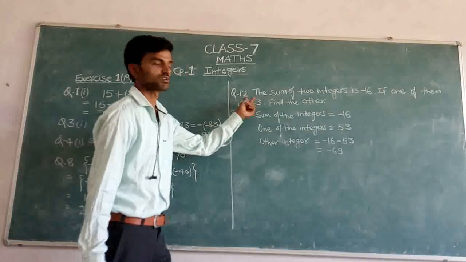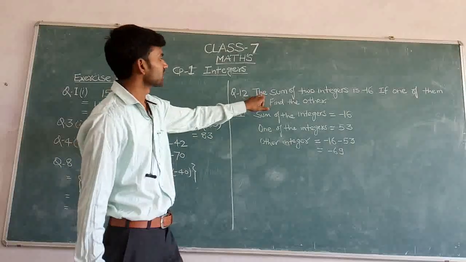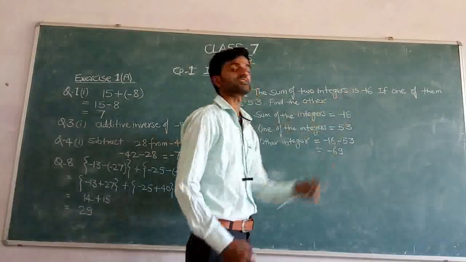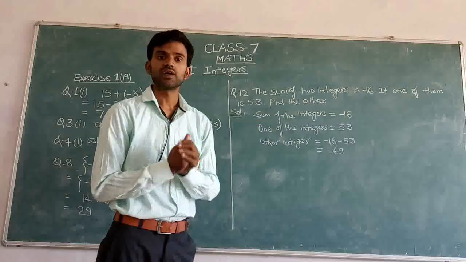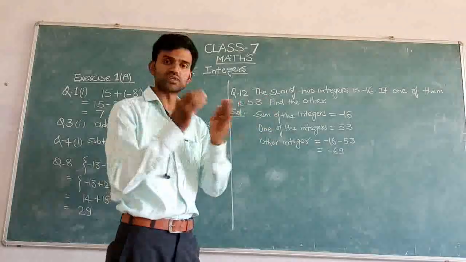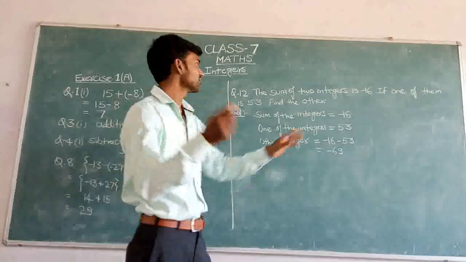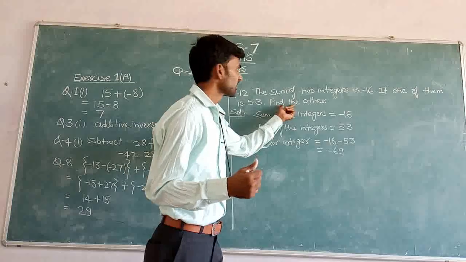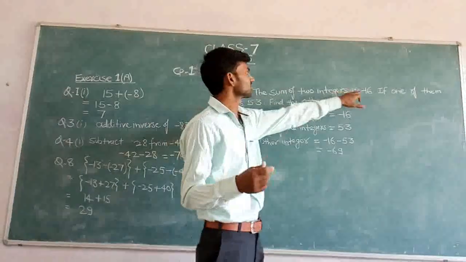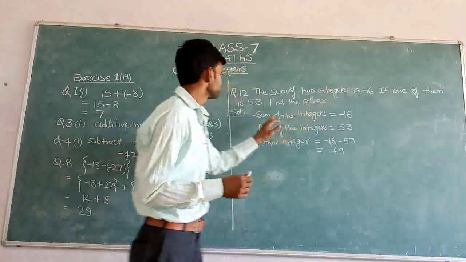Here is the question, read carefully. The sum of two integers is minus 16. If one of them is 53, find the other. If we have the sum of two integers and one of them is given, then subtract the given integer from the sum of the two integers.